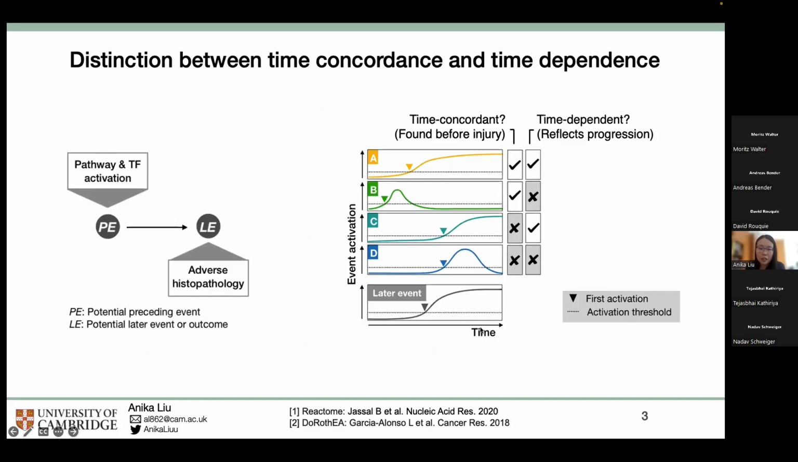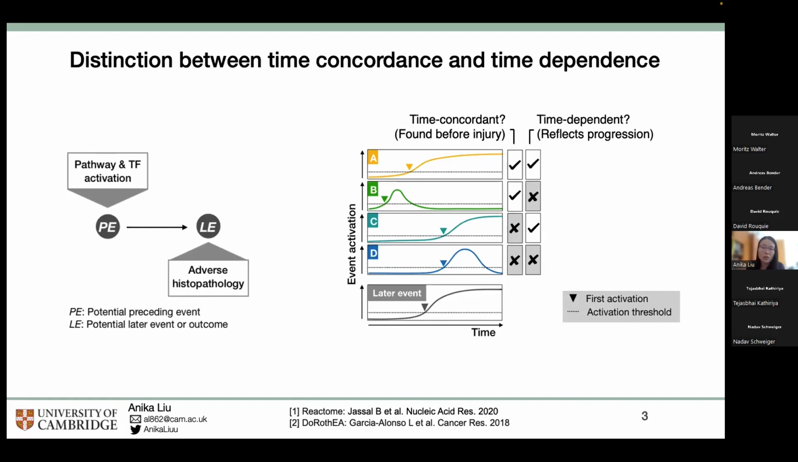So here, for a potential later event, which in our case is adverse histopathology, there could be different scenarios on what events might take place beforehand. So time concordant is everything where we see activation already before we see activation of the later event. In this case, it would be A and B, and that is irrespective of how they develop afterwards. So this one is, for example, going down again, while this one's going up.